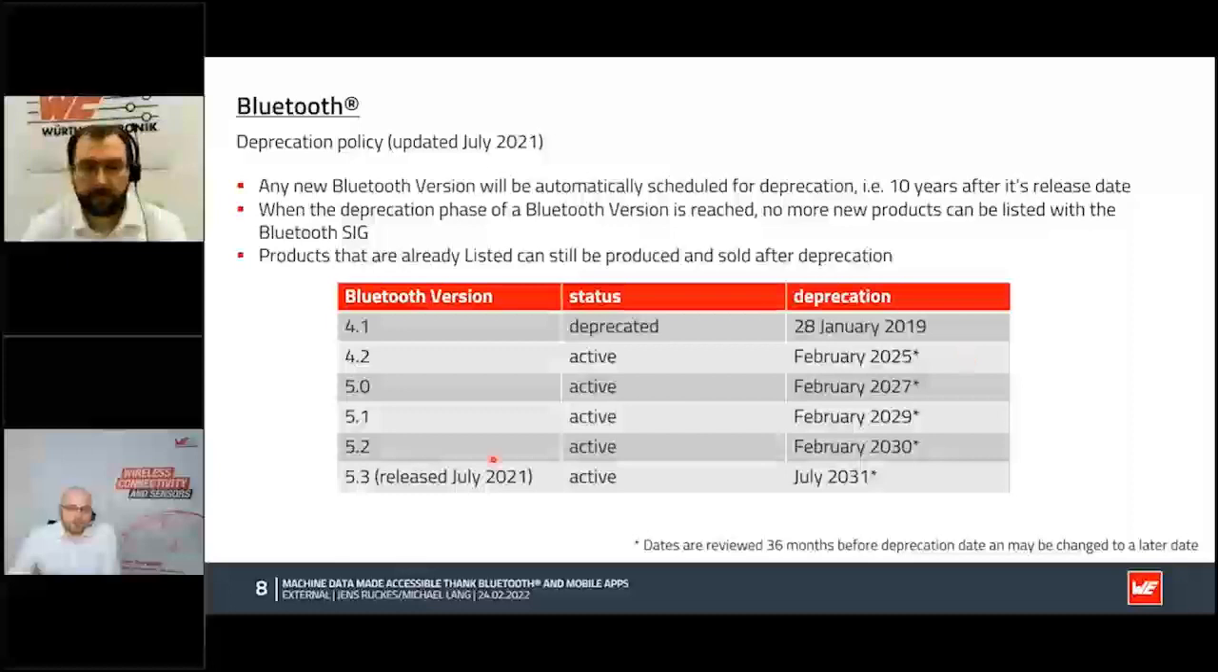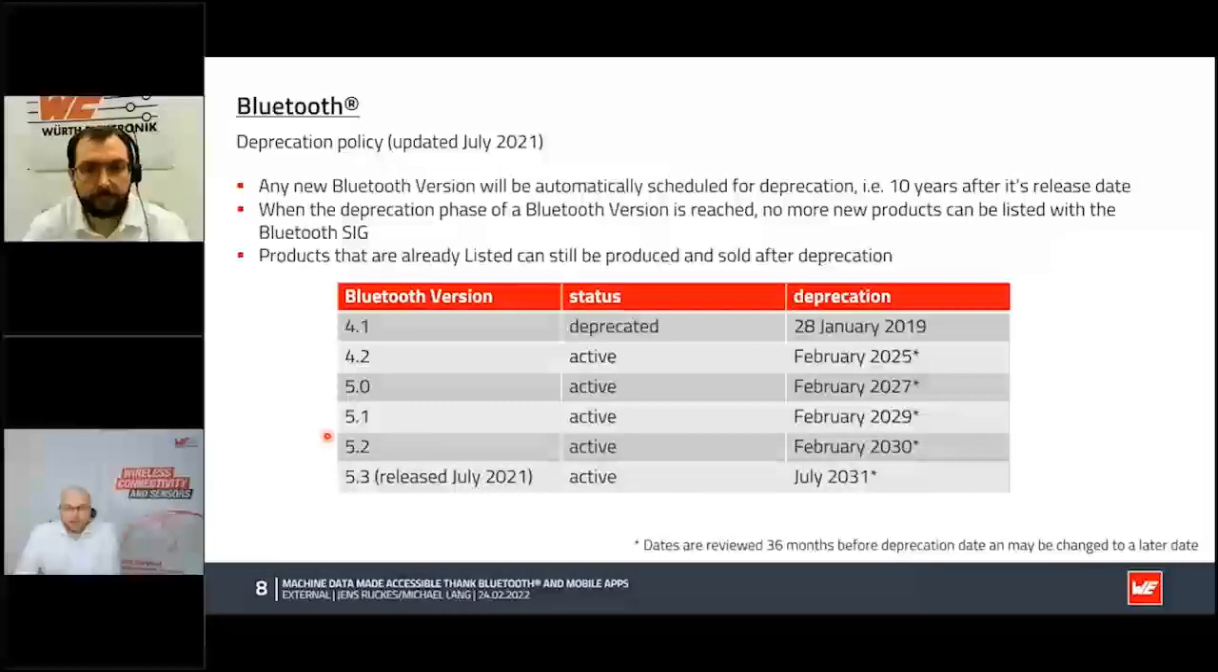With the 5.x versions, you have more security for the future that you can list it, even if your development time increases a bit. Okay, so this was the first part, the Bluetooth generals. If there are any questions, you can send them in the webinar tool, and we will look at the questions later on.